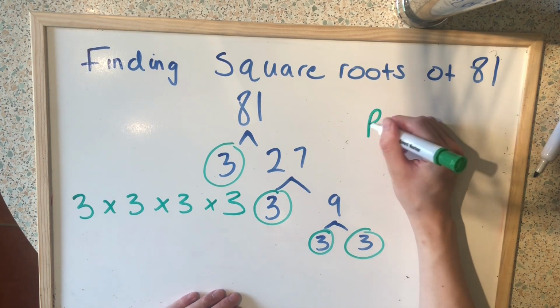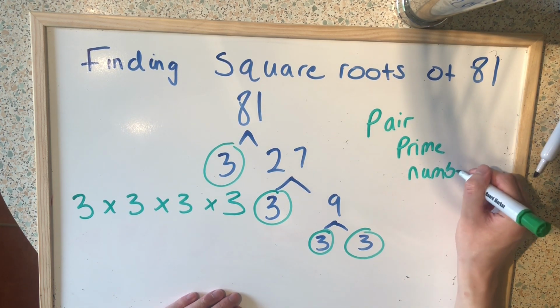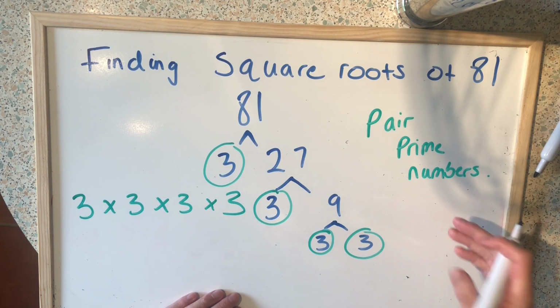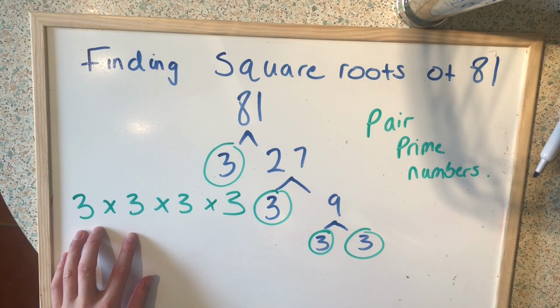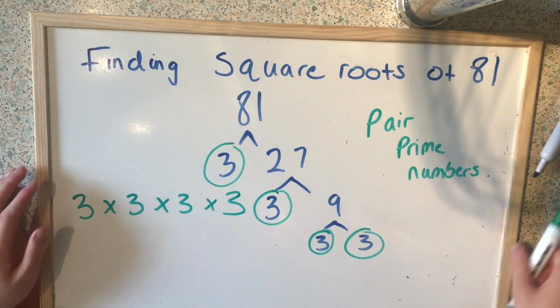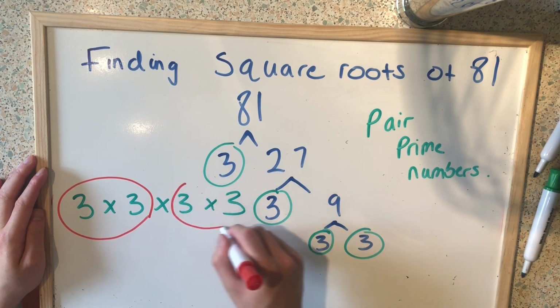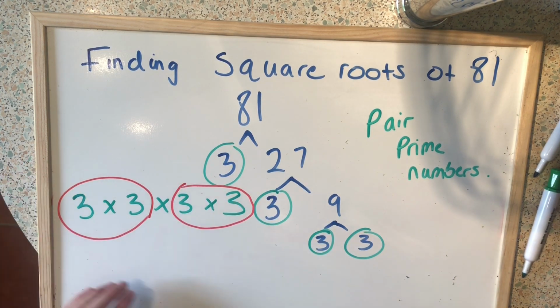Then we're going to pair our prime numbers up. So we can only pair the prime numbers if the numbers are the same. So we've got 4 of the same numbers here, so we've got 2 pairs. So that's 1 pair there, 1 pair there.